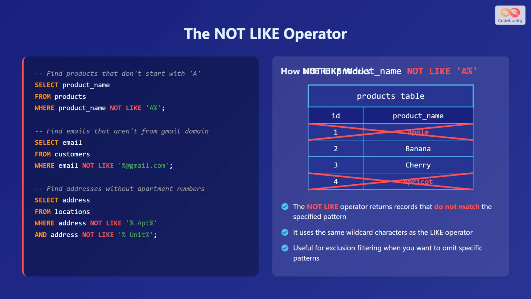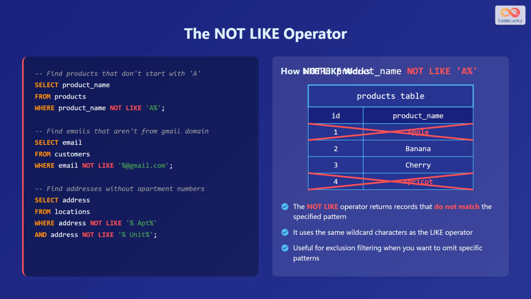Let's discuss the NOT LIKE operator. To find products that don't start with a, the query would be: select product_name from products where product_name not like 'a%'. To find emails that aren't from the Gmail domain, the query would be: select email from customers where email not like '%@gmail.com'. To find addresses without apartment numbers, the query would be: select address from locations where address not like '% apt%' and address not like '% unit%'.